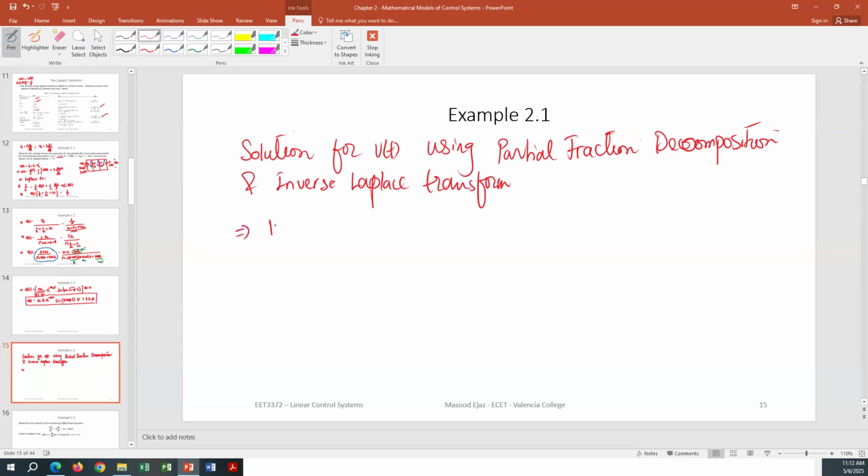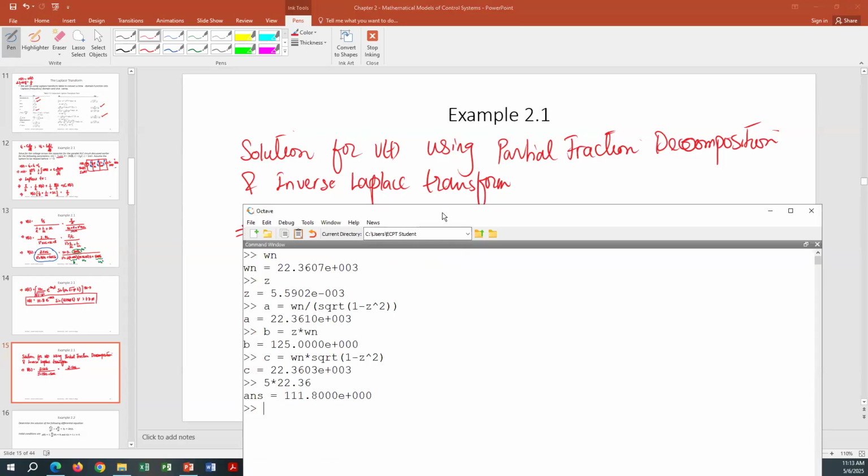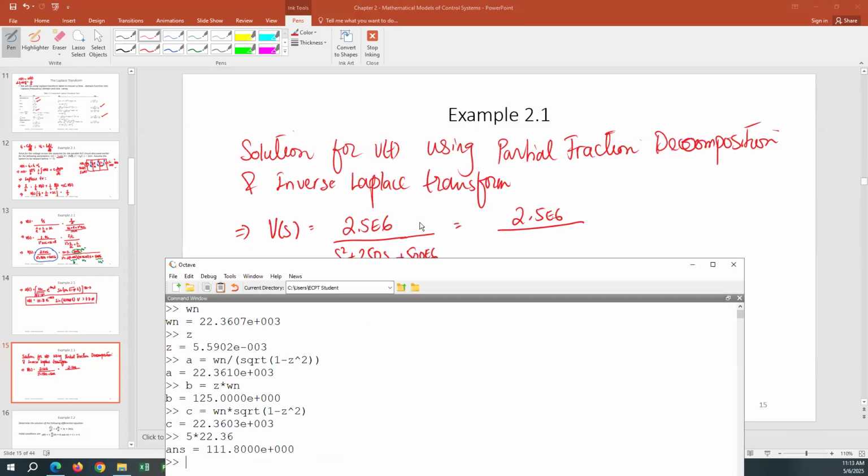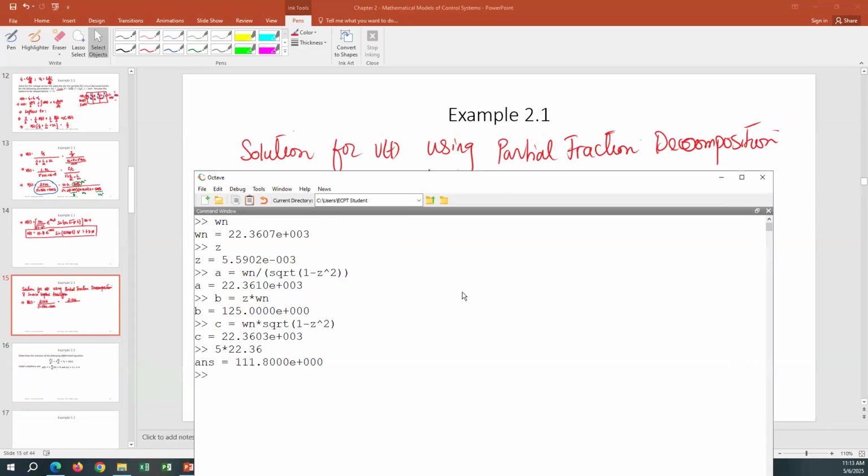So my Vs, which is equal to 2.5 exponent 6 over s squared plus 250s plus 500 exponent 6, can be written as 2.5 exponent 6, and then I'm going to make the factors of the denominator, s squared plus 250s plus 500 exponent 6. So what will be the roots of the denominator? In MATLAB, you can easily use the roots function, and you can find roots of any polynomial using the roots function.